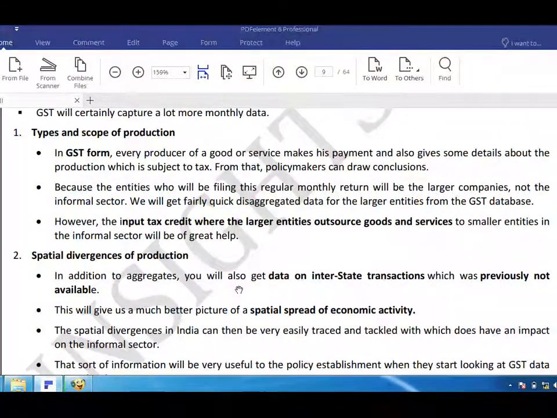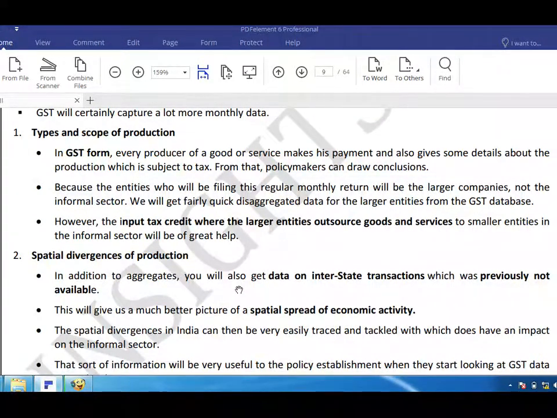Because the entities who will be filing this regular monthly return will be the larger companies, not the informal sector, we will get fairly quick disaggregated data for the larger entities from the GST database. However, the input tax credit, where the larger entities outsource goods and services to smaller entities in the informal sector, will be of great help.